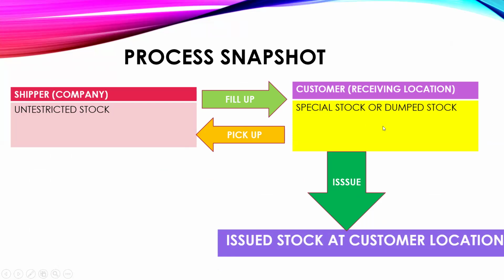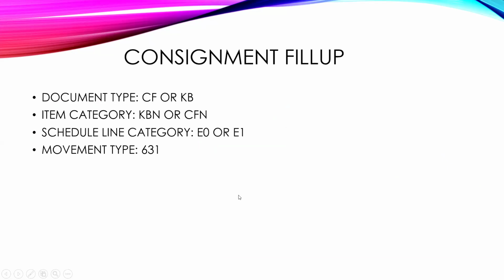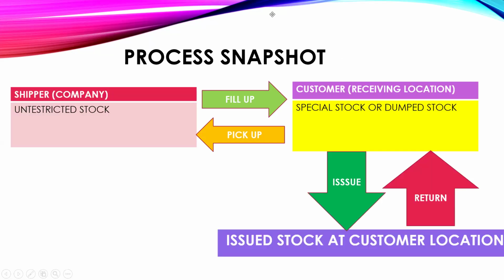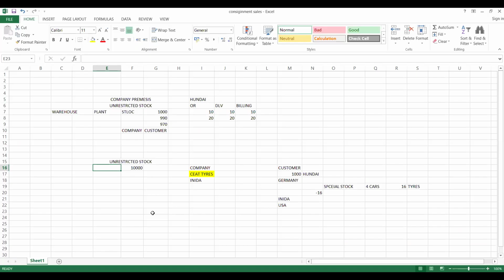These two are at the customer location only. Maybe this is the plant location and this is the customer warehouse. If out of 16 tires two got damaged, and you return two tires from the customer special stock, that is called consignment returns. Let me show you how it works, one second, with this example only, for your understanding.